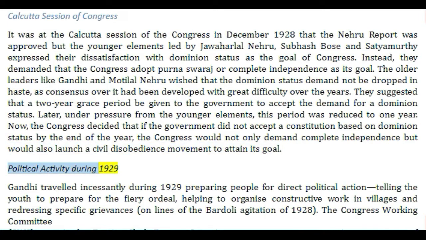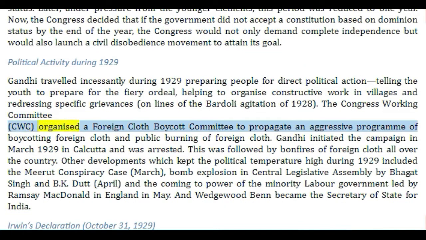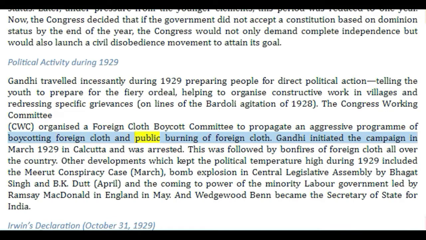Political activity during 1929. Gandhi travelled incessantly during 1929 preparing people for direct political action, telling the youth to prepare for the fiery ordeal, helping to organize constructive work in villages and redressing specific grievances, on lines of the Bardoli agitation of 1928. The Congress Working Committee, CWC, organized a foreign cloth boycott committee to propagate an aggressive program of boycotting foreign cloth and public burning of foreign cloth. Gandhi initiated the campaign in March 1929 in Calcutta and was arrested. This was followed by bonfires of foreign cloth all over the country.